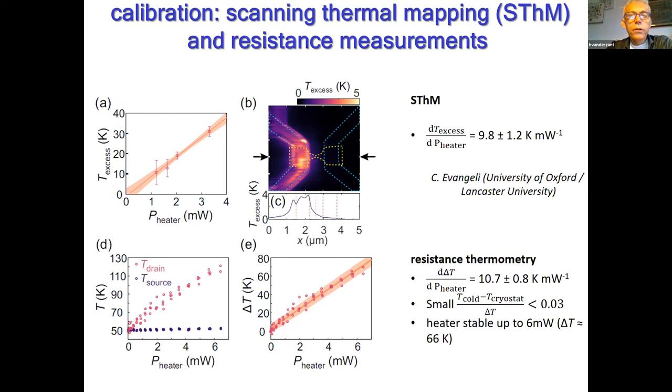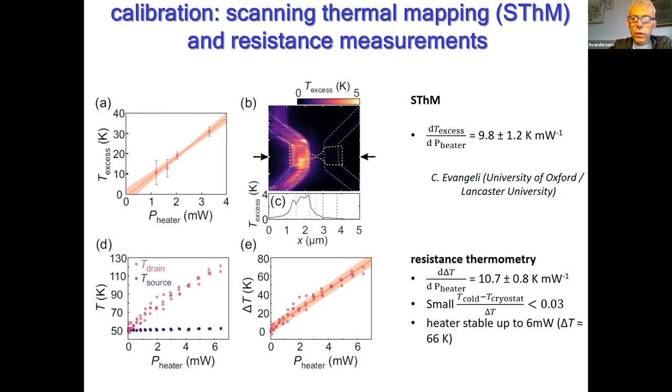What we have also done is then with this thermal mapping, you can do this for different heating powers, and then measure, let's say, the excess temperature, the amount of temperature increase. So this has been done with the scanning thermal mapping. You can also use the resistors, the electrodes themselves, and so this is resistance thermometry, to measure the temperature increase. And if you do that, you see that the two numbers are very similar, and the delta T over the power, these give very similar numbers.